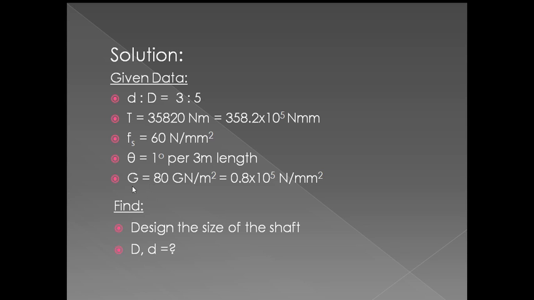Here the modulus of rigidity, that is G, equal to 80 giganewton per meter square. Giga is nothing but 10 to the power of 9. Here meter has to be converted into mm, so it is 0.8 into 10 to the power of 5 Newton per mm square. So here we need to design the hollow shaft.